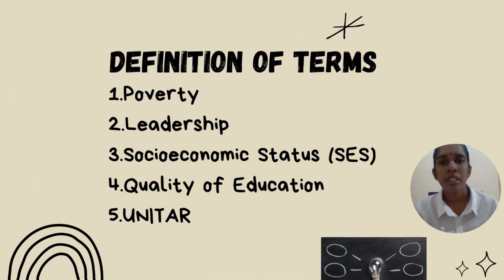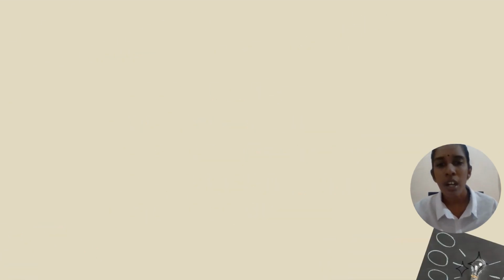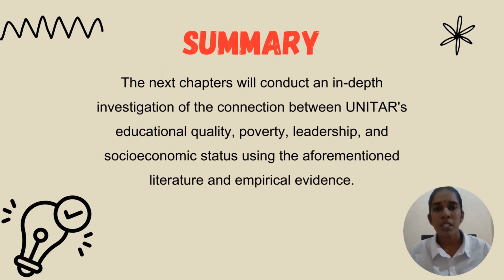Okay, let's see the definition of terms. First, poverty. Second, leadership. Third, socio-economic status (SES). Fourth, quality of education. Fifth, UNITAR. Summary: the next chapter will examine the connection between UNITAR education quality, poverty, leadership, and socio-economic status. Thank you from me. Next, my group mate Jason will continue.